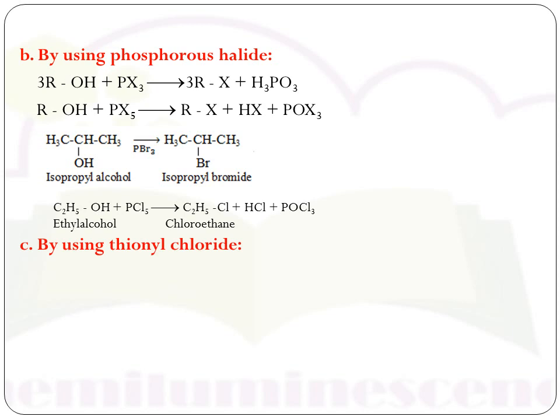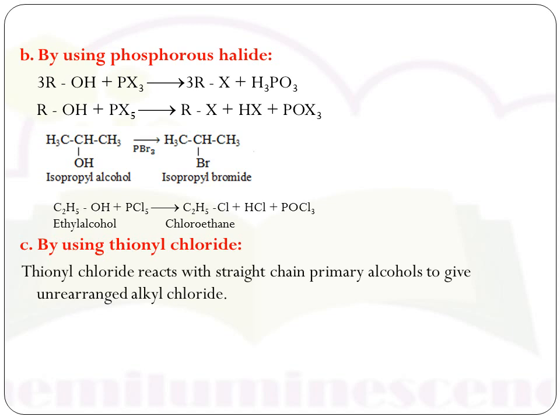The third reagent for conversion of alcohol to alkyl halide is thionyl chloride. Thionyl chloride reacts with straight chain primary alcohol to give unrearranged alkyl chloride. This is the general equation which shows the reaction between alcohol and thionyl chloride.